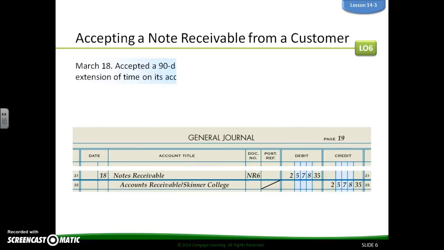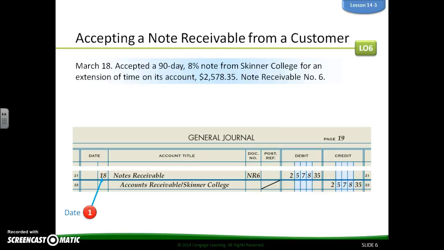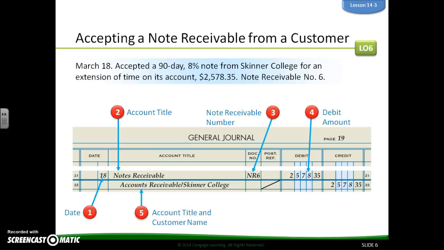All right, so in the general journal, we're going to go ahead and post this then. So on the 18th, to notes receivable, and the note receivable number is number 6. The credit, the account title and the customer name is what goes in the general journal, so accounts receivable Skinner, and the amount that we're going to be crediting.